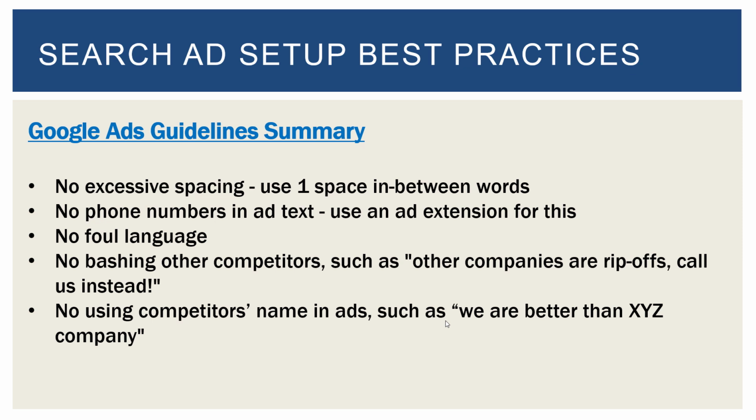So the Google Ads guidelines, you want to keep in mind when putting together ads. They have some specific rules. You can look them up more in Google's policies, but just wanted to go through a couple real fast. There's no excessive spacing. Just use one space in between words. No phone numbers allowed in the ad text. You'll use the ad extension for this, or a call ad if you want the phone number to be the headline. No foul language, of course. No bashing other competitors, such as, other companies are ripoffs, call us instead. No using competitors' names in ads, such as we are better than XYZ company.